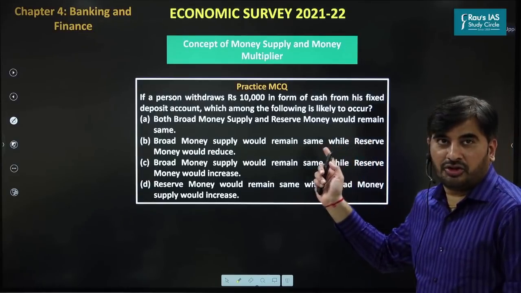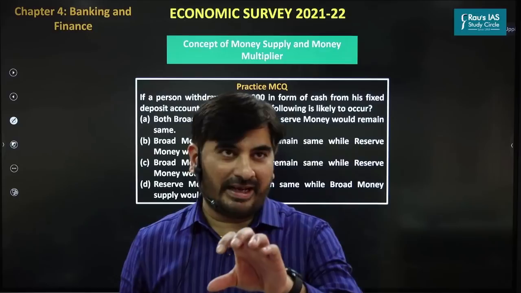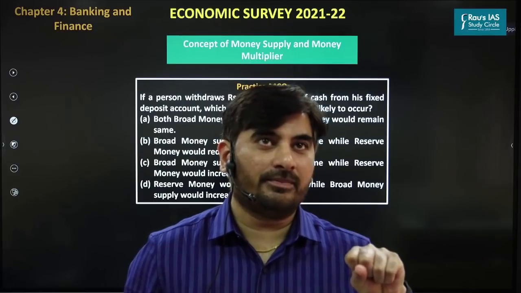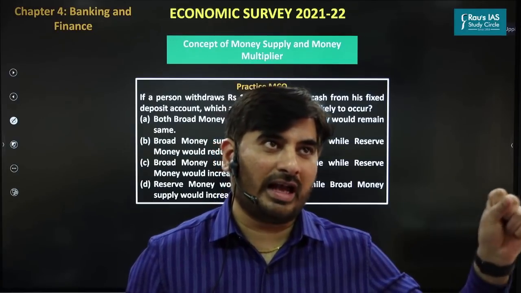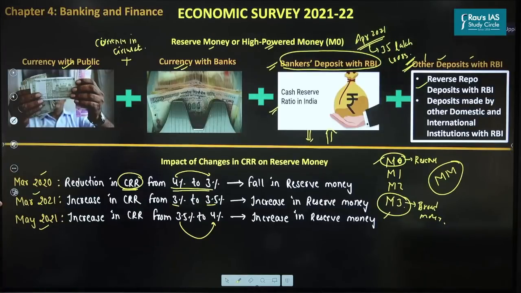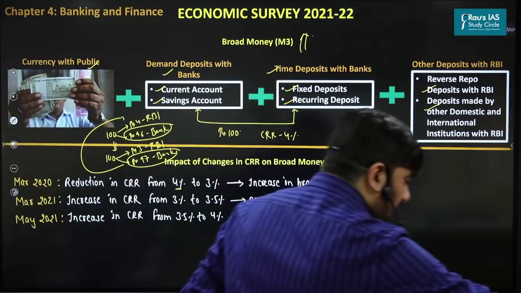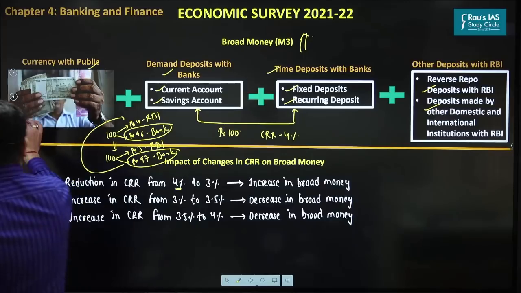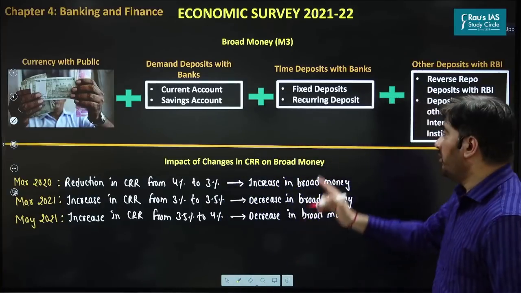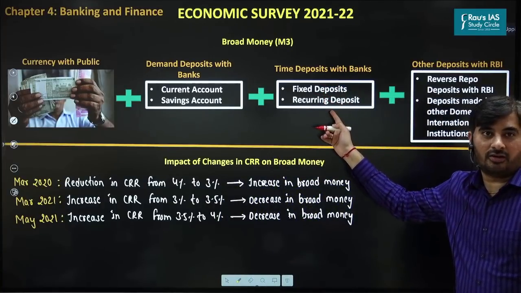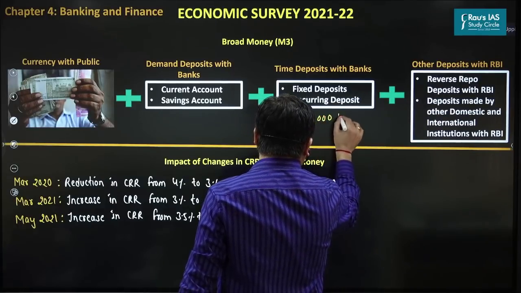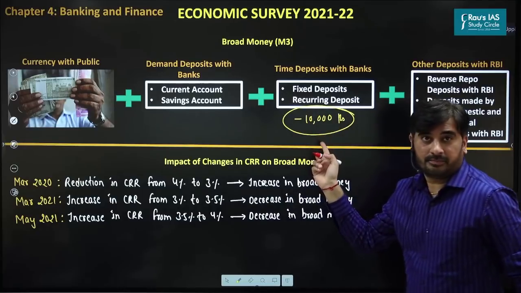So did you understand the demand of the question? The question says you have 10,000 rupees in your fixed deposit account and that 10,000 rupees you are withdrawing. Now you are required to find out what will happen to the broad money and the reserve money. So let's understand that. Starting with my broad money, please focus here. You are withdrawing 10,000 rupees from your fixed deposit account, right? So can I deduct minus 10,000 here? Yes. I'm deducting minus 10,000 here.